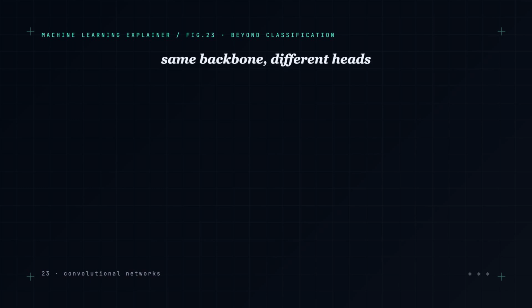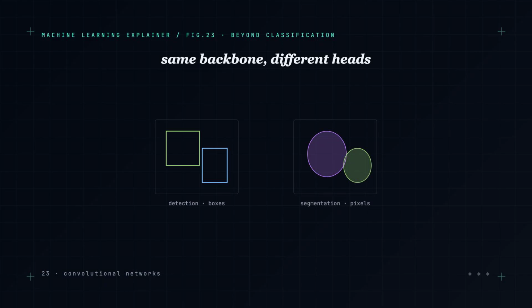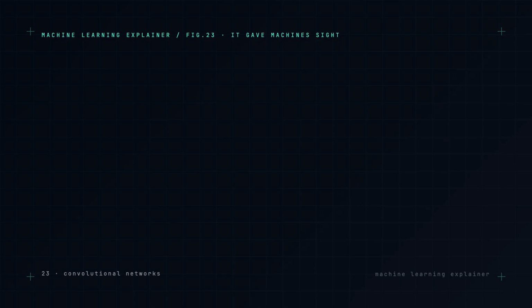And CNNs do more than label an image. Add the right head and the same convolutional backbone can draw boxes around objects, detection, or label every single pixel, segmentation. The features a CNN learns are so general that they became the foundation of nearly all of computer vision for a decade. So that's the convolutional network.